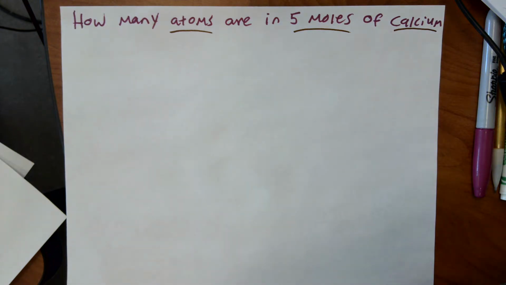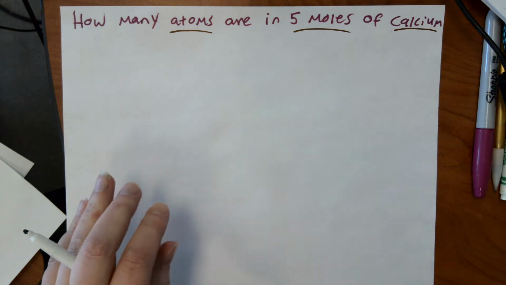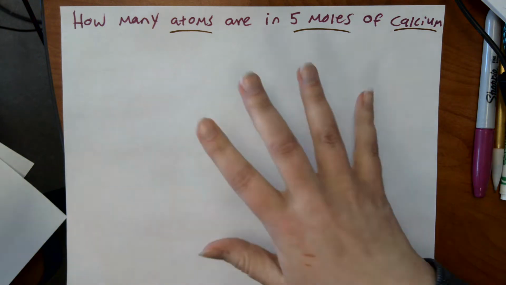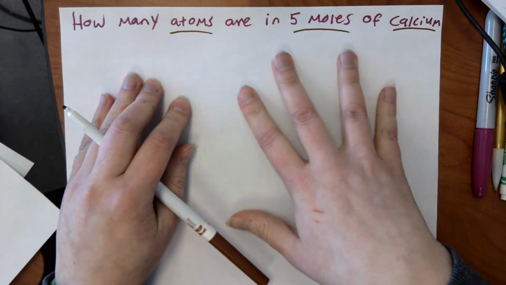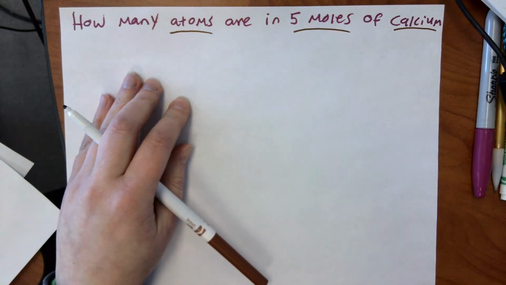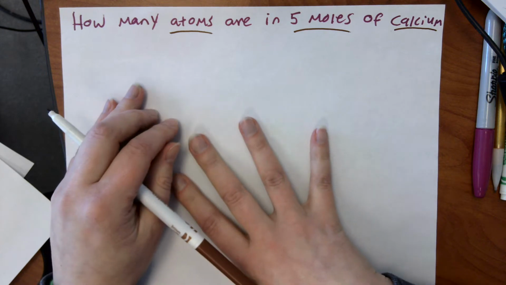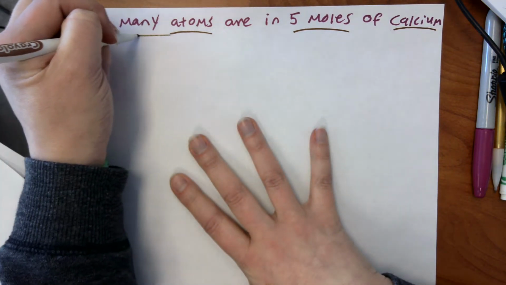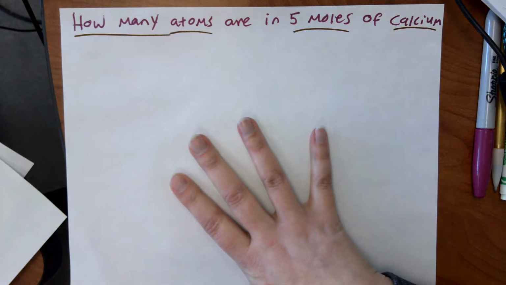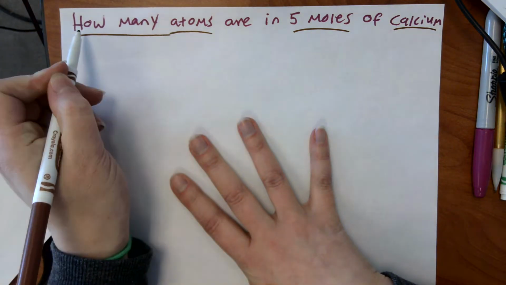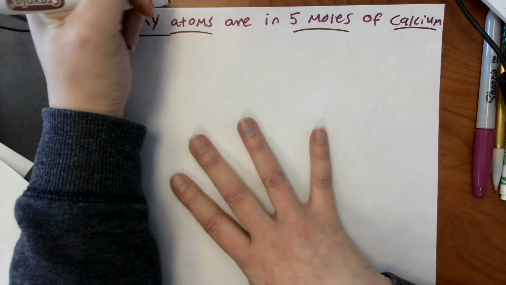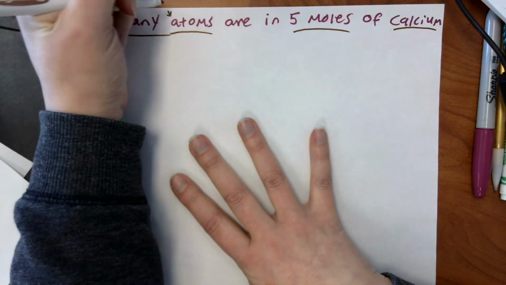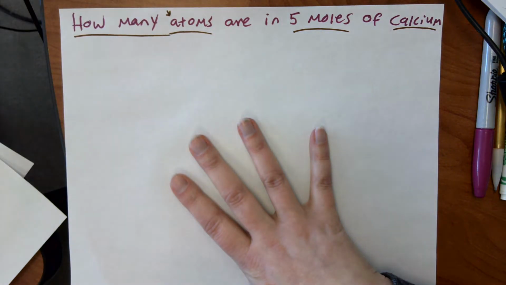The second thing you want to do after that is take a look at what you need to find, like, what is this question asking you to find? So this question is asking you how many atoms there are. So this is what we're looking for as our answer, which is atoms. Okay.